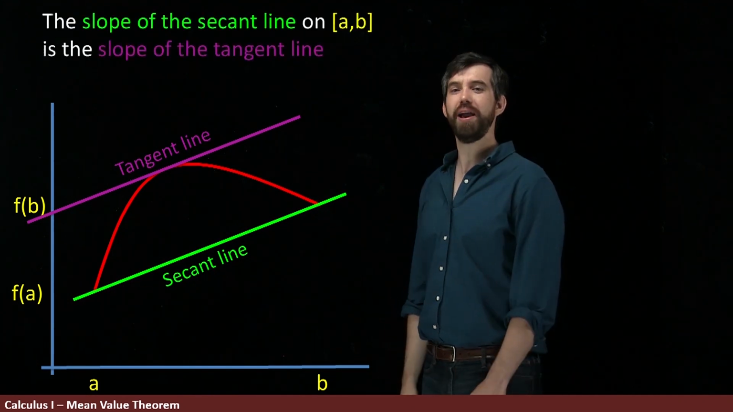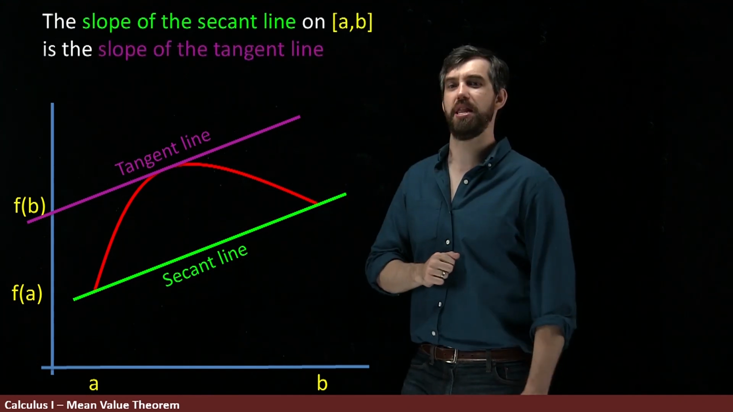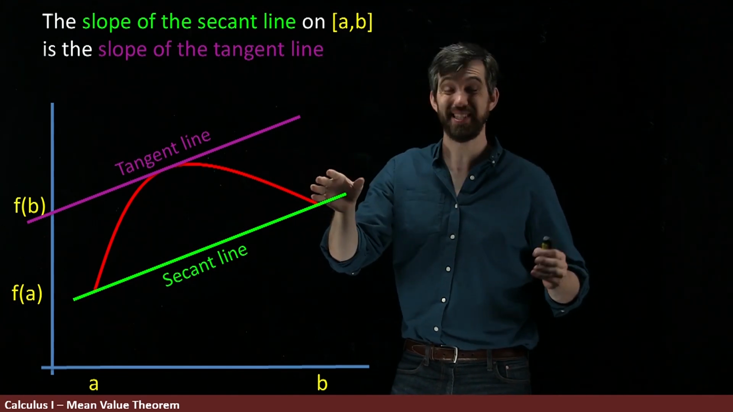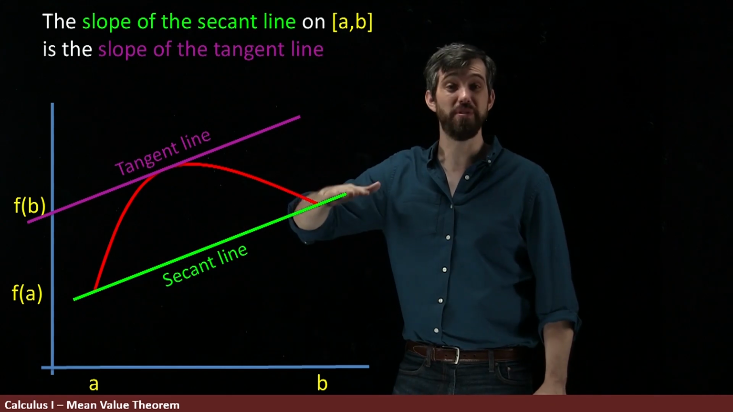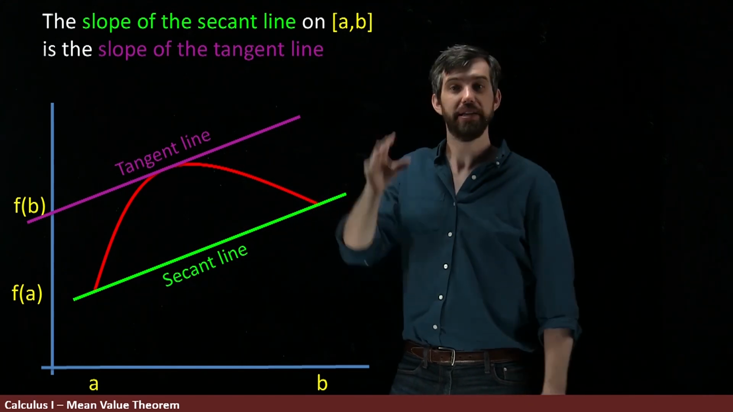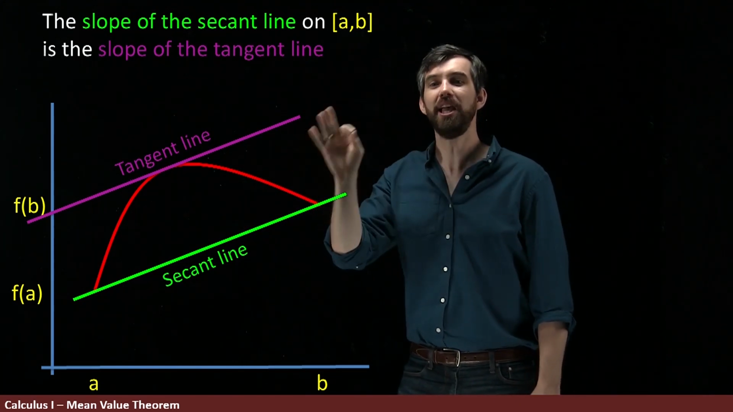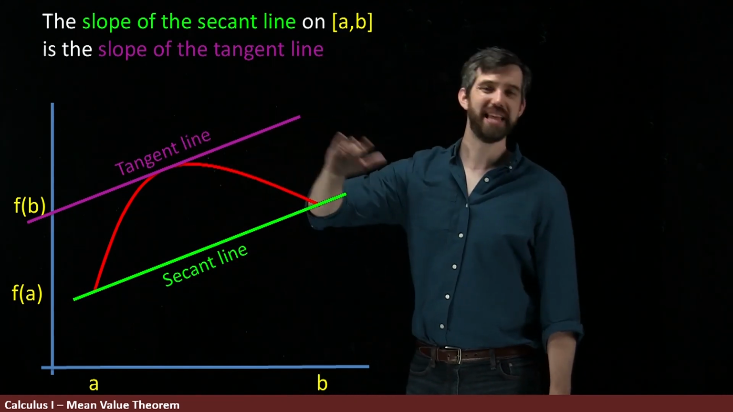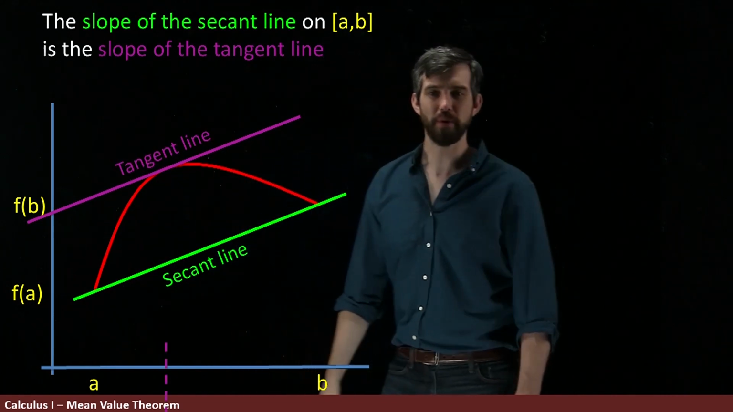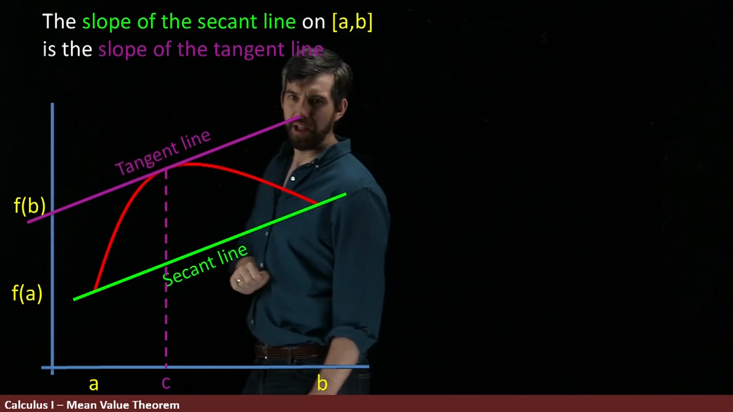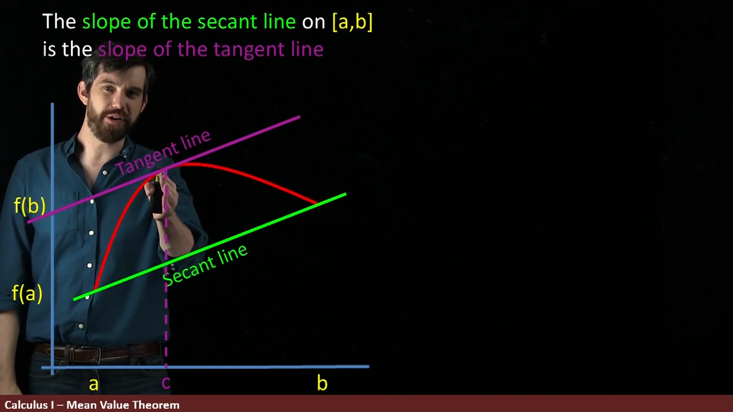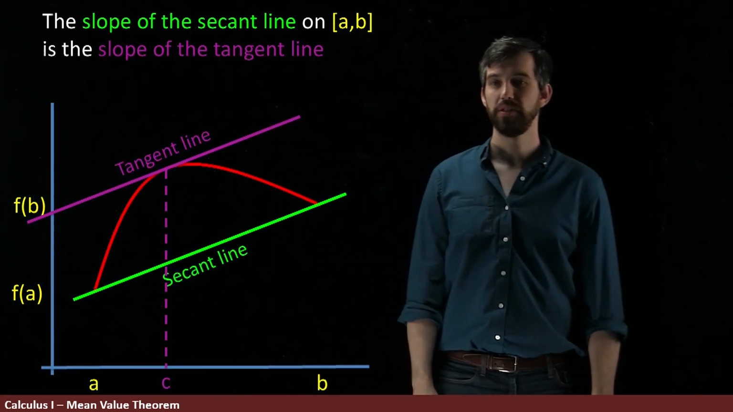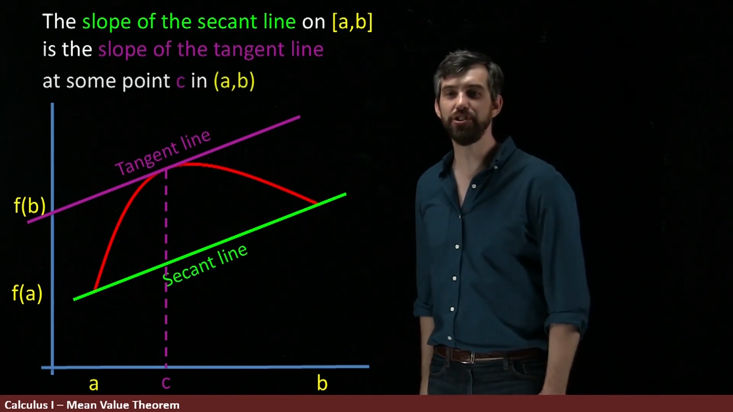So I will begin my theorem by saying the slope of the secant line on this interval AB that we're considering. Remember, a secant line needs an a and a b in order to be defined. It's defined between two points. So the slope of the secant line on AB is the same thing as the slope of the tangent line. And of course, there are many tangent lines. It depends on which point we're considering. So what we're really saying is that somewhere there is a value c down here, and it's the tangent line at that point c.